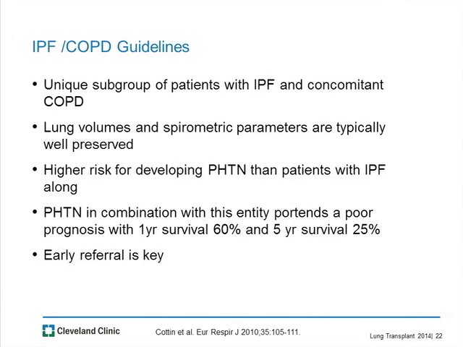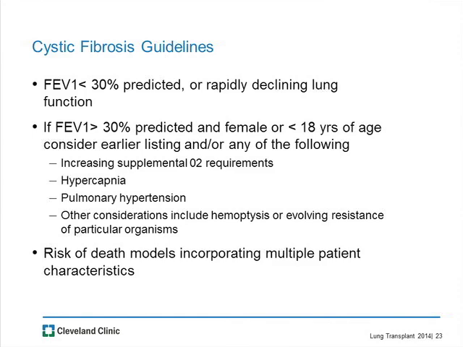For IPF in combination with COPD, there are no specific guidelines, except that this is a unique subgroup of patients with IPF and concomitant COPD. Lung volumes and many times the spirometric parameters are typically well preserved and could actually be misleading. They have a higher risk of developing pulmonary hypertension than patients with IPF alone. Therefore, if these patients do have PH, this portends a poor prognosis, and early referral is the key in these patients.